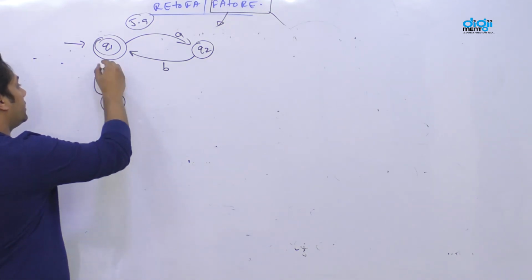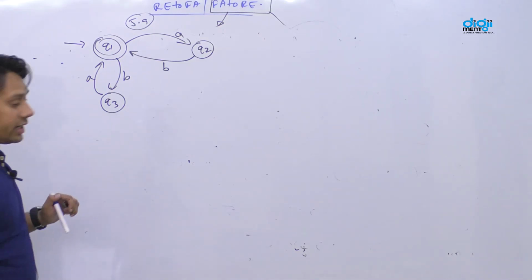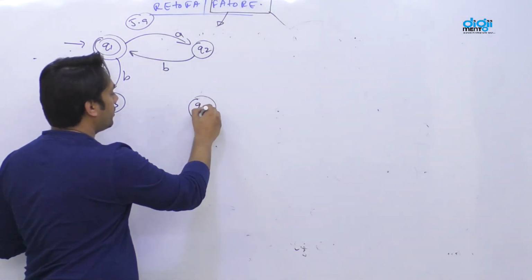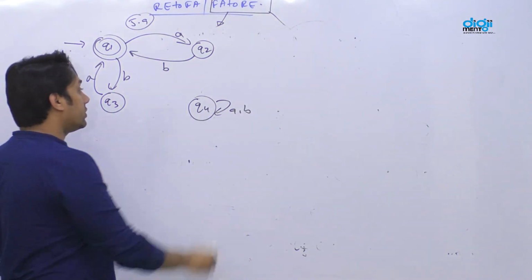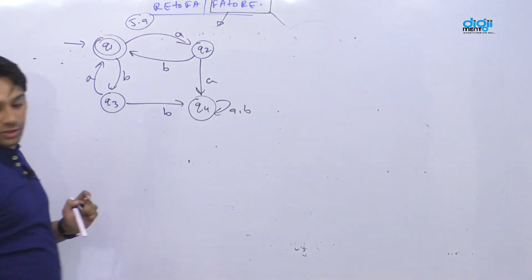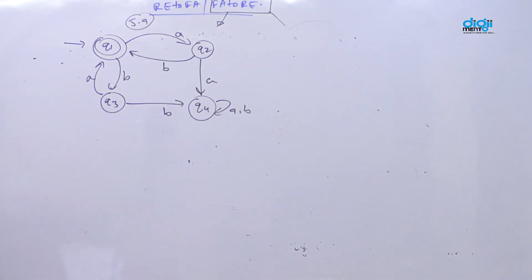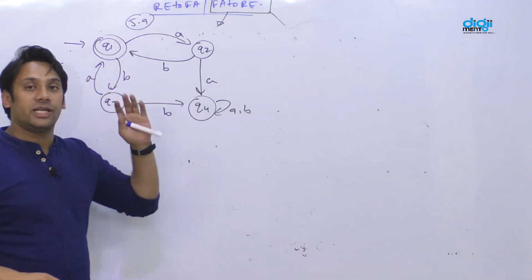So here if you look at A, and here if you look at B, you will go here, and this is your Q4 state. Here we have transition for A comma B, and if you look at A here, you will go here. If you look at B here, you will go here. So this is your entire diagram. Now in this diagram, we will get a solution from the state Q1, because Q1 is a final state here. So the Q1 state will give us a solution.